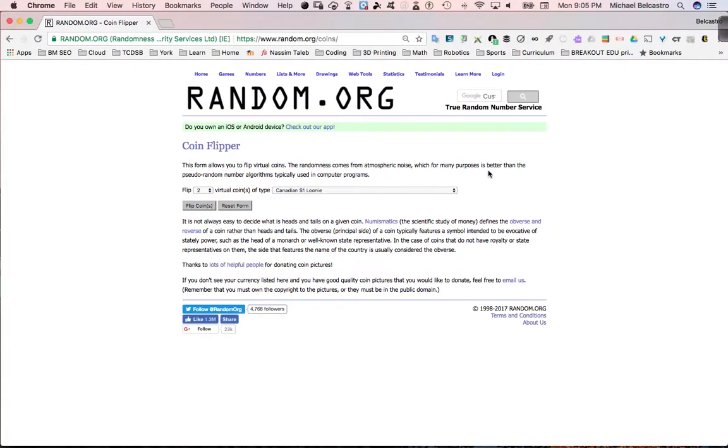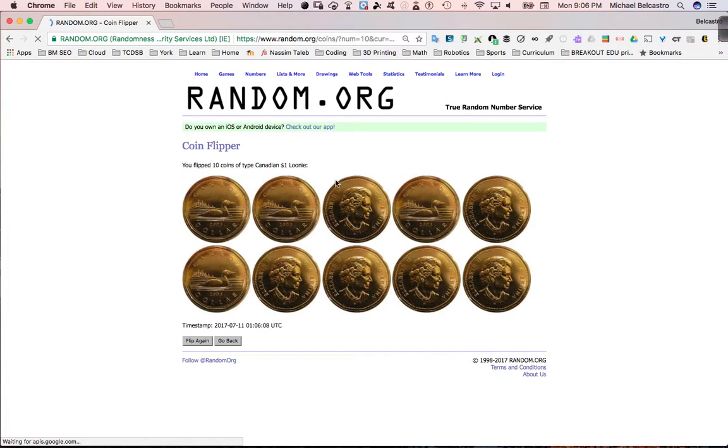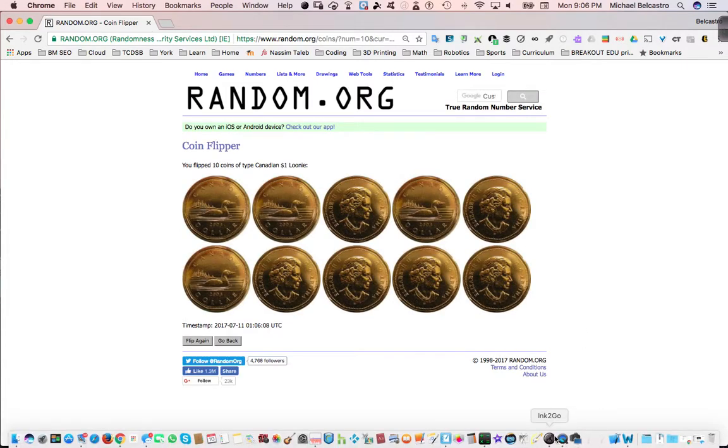We're going to jump over here to random.org. I'm going to flip a coin 10 times, and I'm going to do the Canadian loonie. It's a nice coin. I'm going to flip it 10 times, and we're going to do a little tally of what we get. So let's take a look at what we've got here.